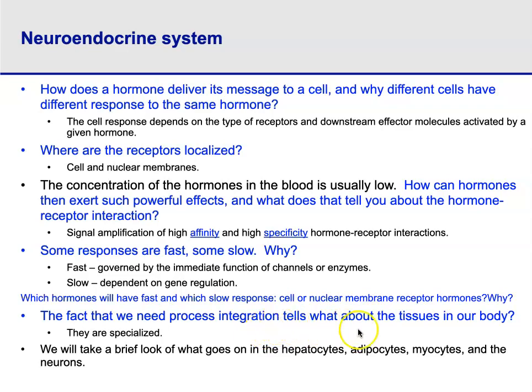So the fact that we need process integration tells you what about the tissues in our body? Well, the fact that you need to unite things together means that they're different. If something needs to be united with something else, that means that they're individual entities, and they perhaps have specialized functions. Even in our societies, if we need to unite certain groups of people, that means that they're already separate. If they were together, we wouldn't need to unite them. All of our tissues have specialized function, but they work as a whole.